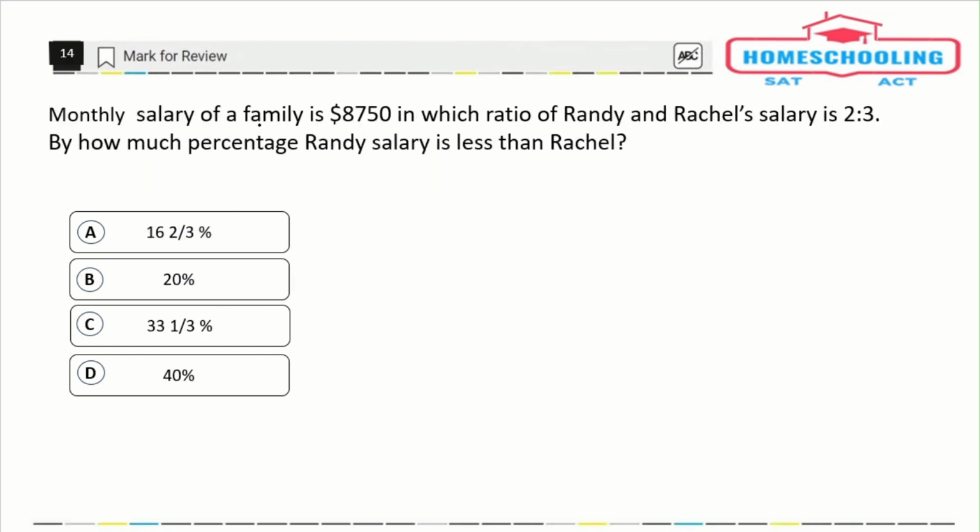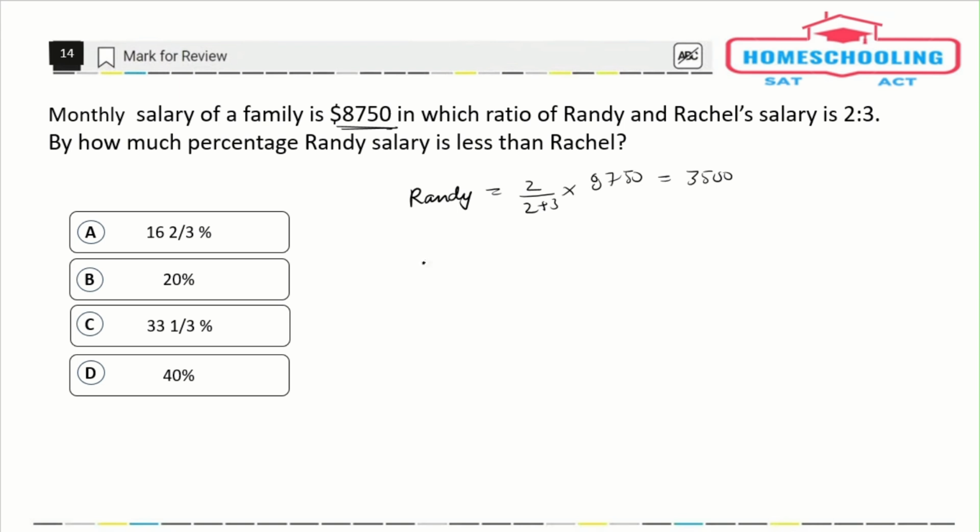The monthly salary of a family is $8,750, in which the ratio of Randy and Rachel's salary is 2 is to 3. So we have to divide this family salary in the ratio 2 is to 3. So let's say Randy's salary would be 2 divided by 2 plus 3, into 8750. That would be how much? 3,500.